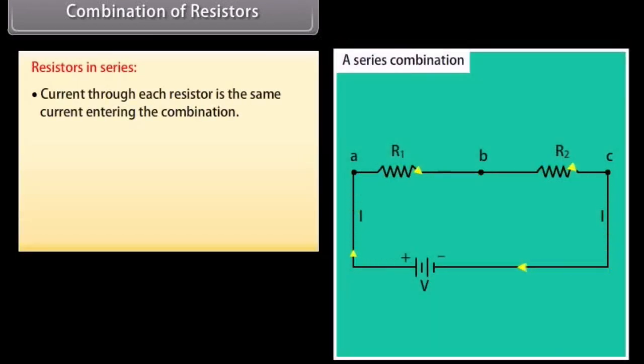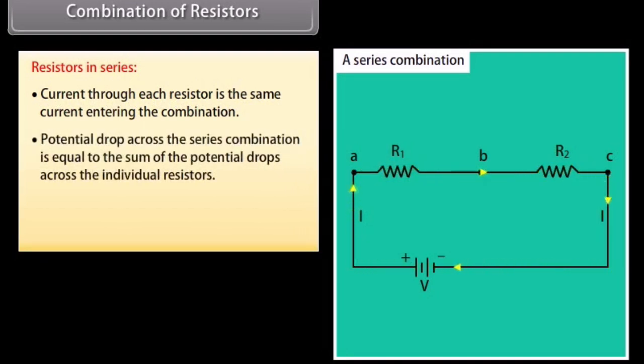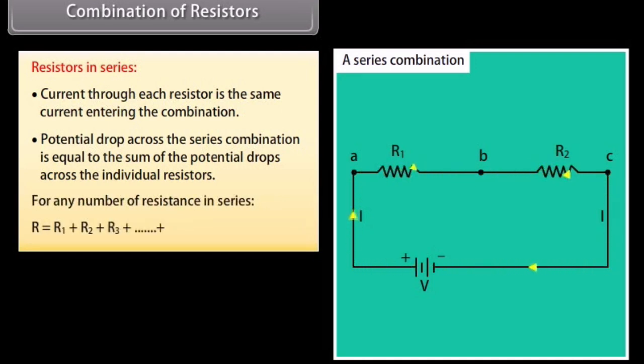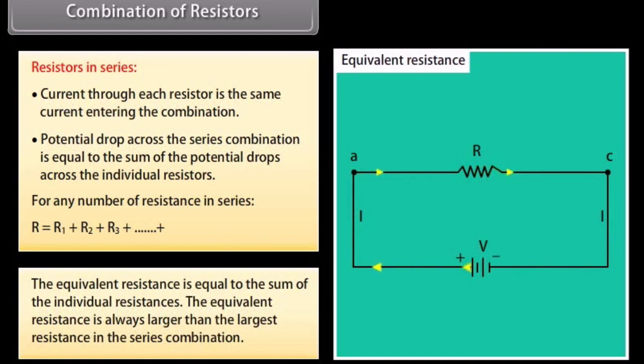Resistors in series. Current through each resistor is the same as the current entering the combination. Potential drop across the series combination is equal to the sum of the potential drops across the individual resistors. For any number of resistances in series, R = R1 + R2 + R3 + and so on. The equivalent resistance is equal to the sum of the individual resistances. The equivalent resistance is always larger than the largest resistance in the series combination.